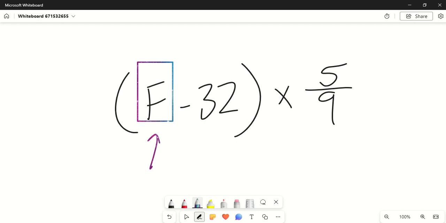So, for example, in this one, I'm going to ask Google. Hey Google, what's the current temperature? The current temperature in Stockton is 59 degrees. Okay, so it is currently 59 degrees. So I'm going to plug in 59 for F.